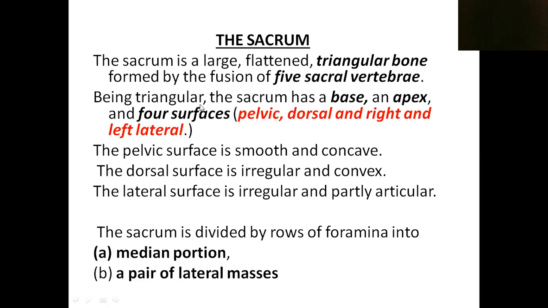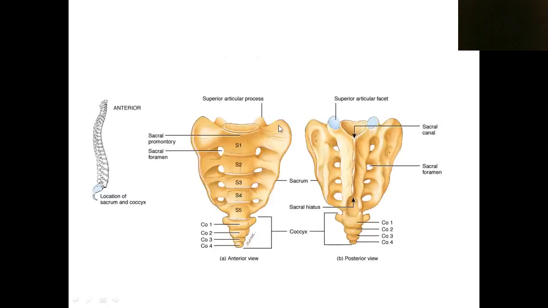Now another important point, the sacrum. What are the features of the sacrum? See, 5 sacral vertebrae join together to form a triangular shaped bone. It is known as the sacrum. The sacrum is formed by the union of 5 sacral vertebrae. That is what the sacrum is. This triangular shaped bone is the sacrum.